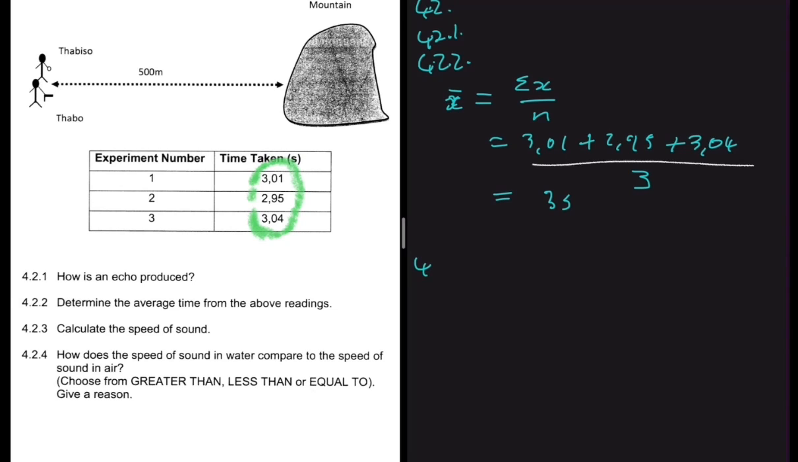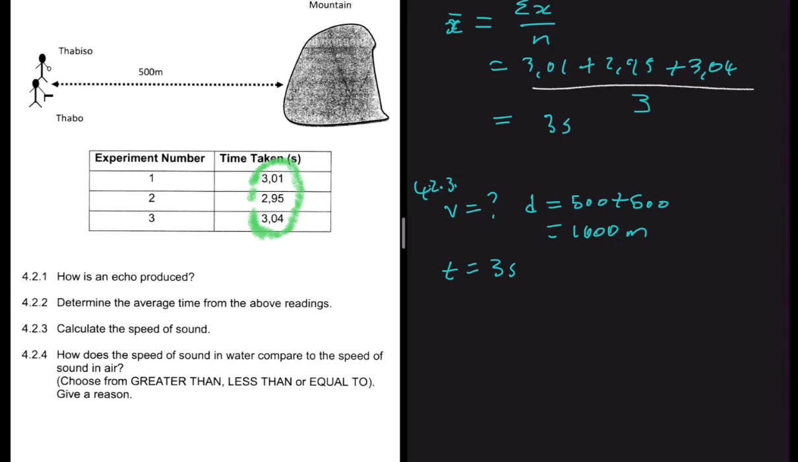Let's go and do the next question, 4.2.3. It's saying let's calculate the speed of sound. So we need velocity, but then we have the distance. We know that the sound waves travel 500 meters to the mountain and 500 meters back to the point. So our distance is 500 plus 500, because the sound waves travel to and from the mountain. So our distance will be 1000 meters. But what is our time? We just calculated it in 4.2.2. Our time is 3 seconds.